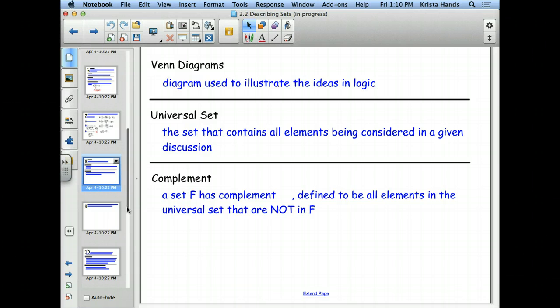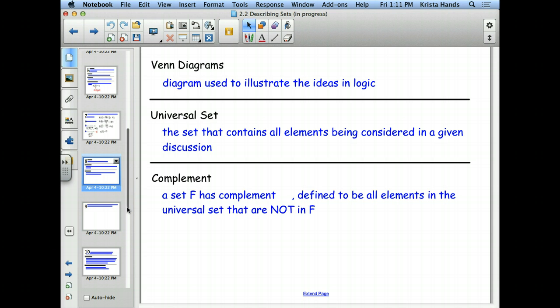But a universal set is a set that contains all the elements being considered. So when my daughter was doing this particular activity, they had a person that they were paired up with, and they were talking about characteristics that she and her friend had in common and things that they had that were not in common. So the universal set would be all the characteristics possible for any of the children.